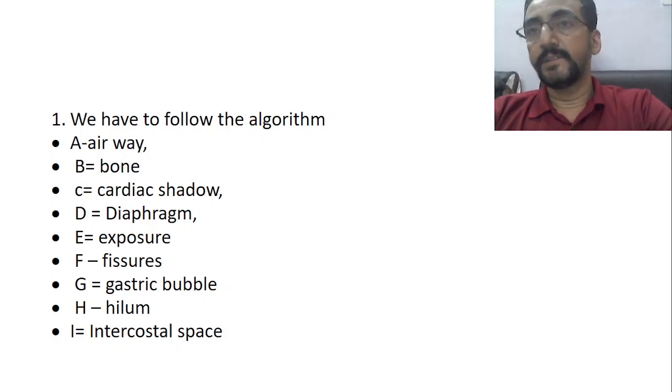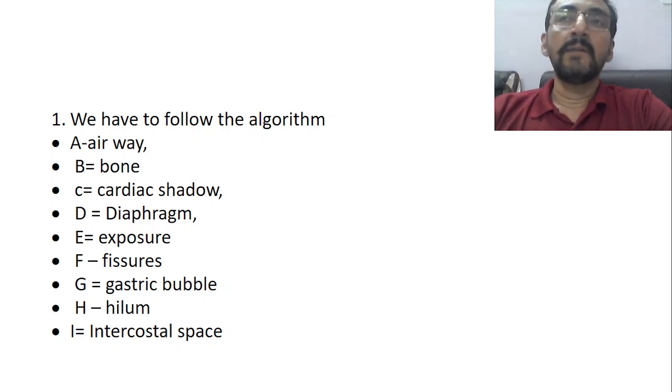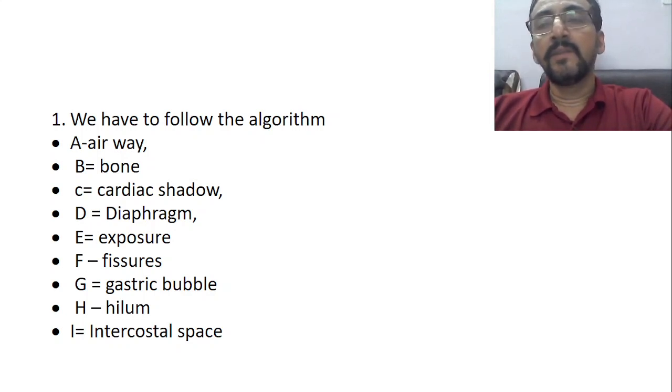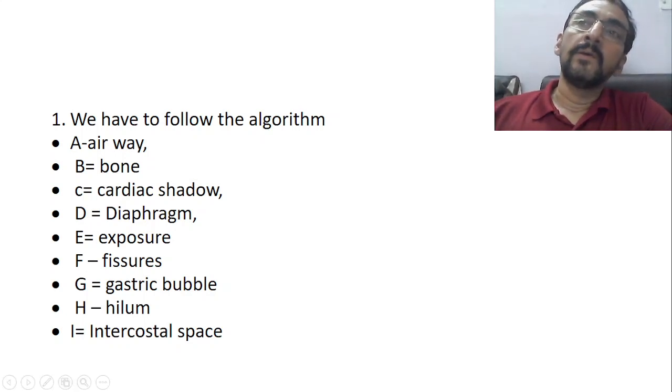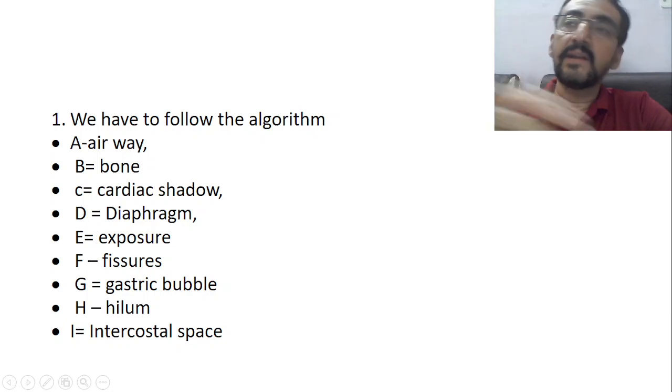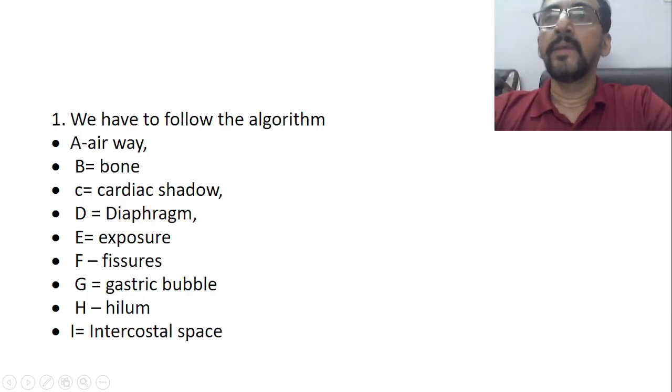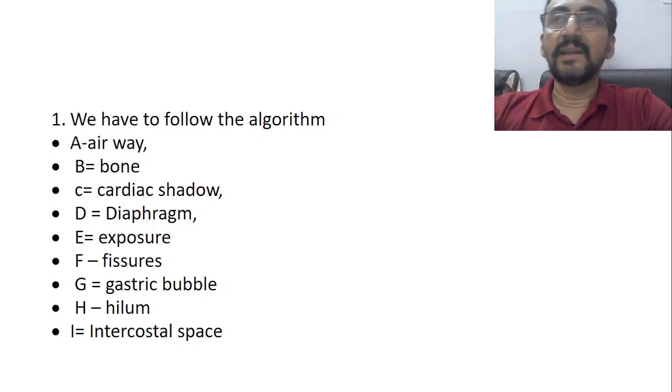F stands for fissures. There are many fissures in the lung, anterior fissures, posterior fissures. So many fissures are there, and we look into these fissures. The upper lobe and mid lobe of the right lung are divided by a fissure, the horizontal or transverse fissure. The areas where these fissures are there create some lines in the X-ray, and these lines are called Curley lines.